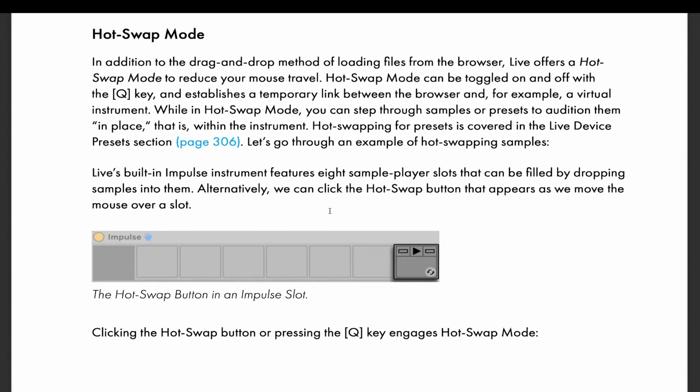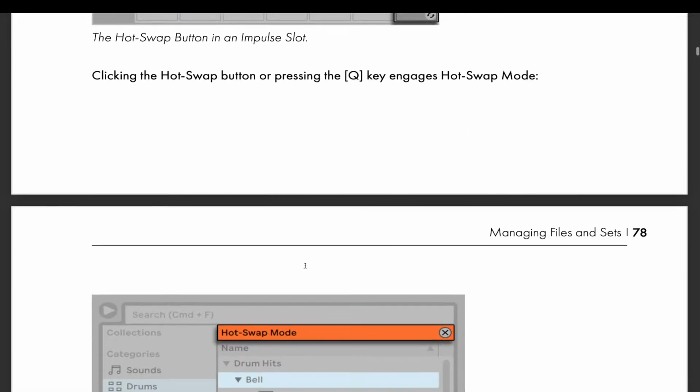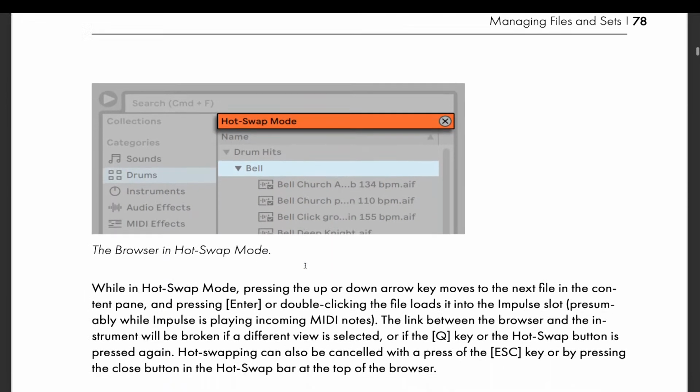Let's go through an example of hot swapping samples. Live's built-in Impulse instrument features 8 sample player slots that can be filled by dropping samples into them. Alternatively, we can click the hot swap button that appears as we move the mouse over a slot. The hot swap button in an Impulse slot. That's the hot swap button, I guess. Clicking the hot swap button or pressing the Q key engages hot swap mode.